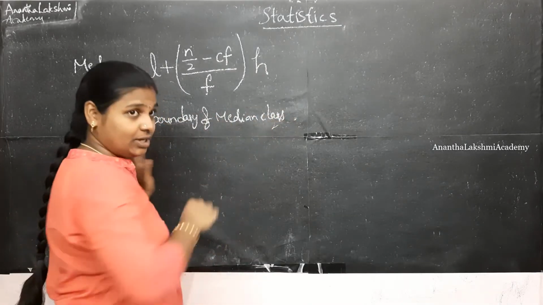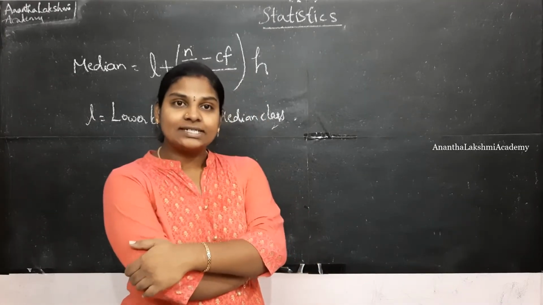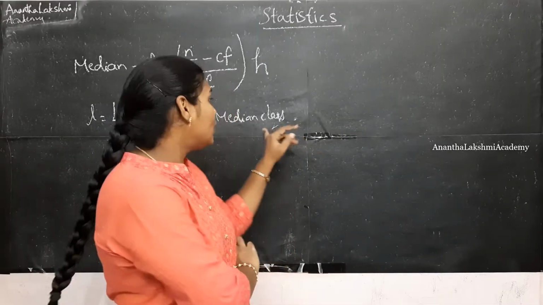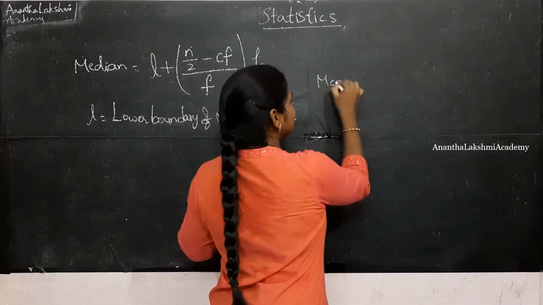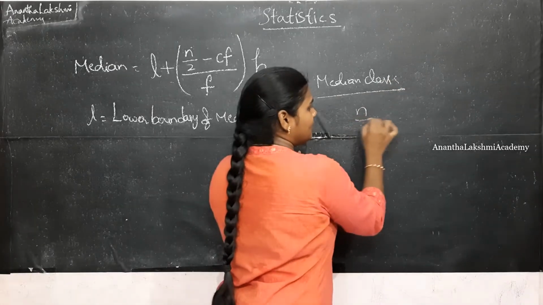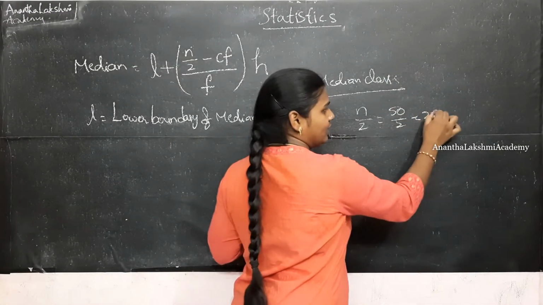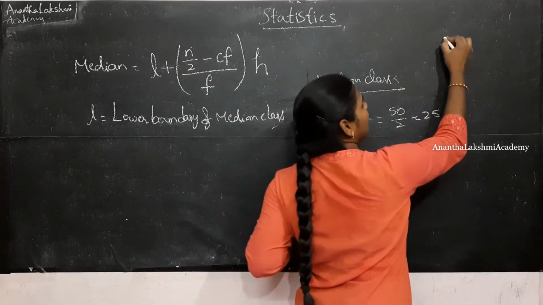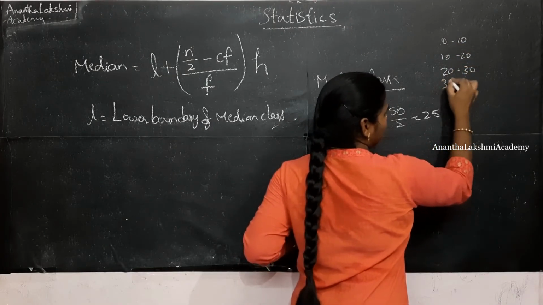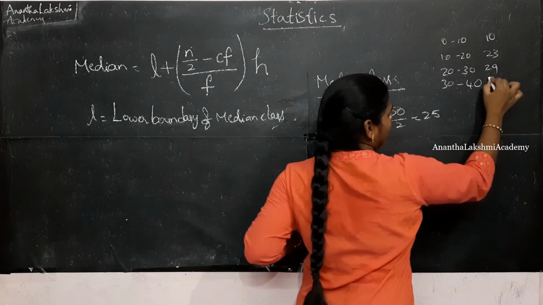Yesterday in the last video, when we were discussing modal class, what is a modal class? What did I tell you? What is a modal class? The class with maximum frequency is modal class. Now what is a median class? Median class is nothing but you are going to figure out a value n by 2, right? If you have 50 observations, 50 by 2 is going to be 25. Alright, say for suppose you have values 0 to 10, 10 to 20, 20 to 30, 30 to 40. You have the frequencies like 10, 23, 29, 40.